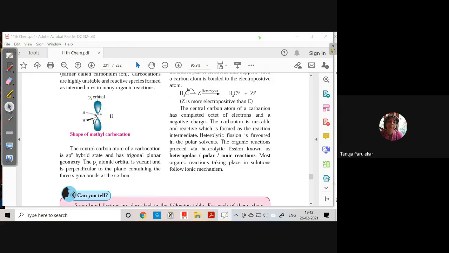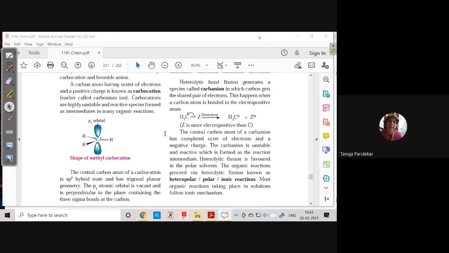And now you know this, that the thick wedge arrow tells you that it is coming towards me. The dotted line tells you that it is going away from you, and the rest is in the plane. Okay. So this is about the shape of carbocation when there is heterolysis.